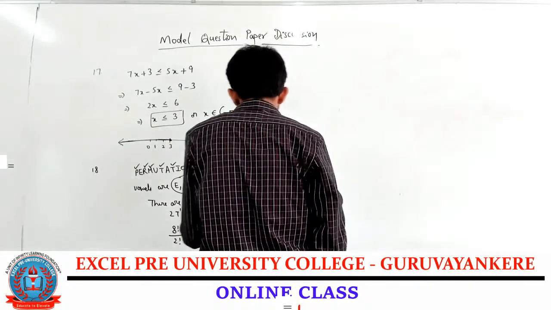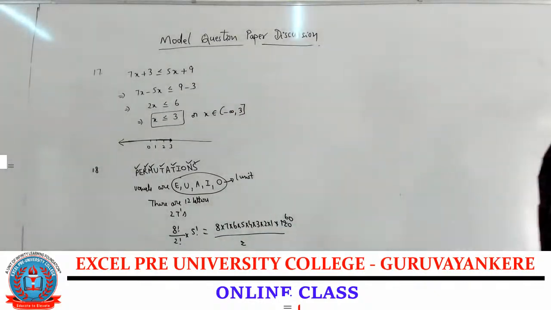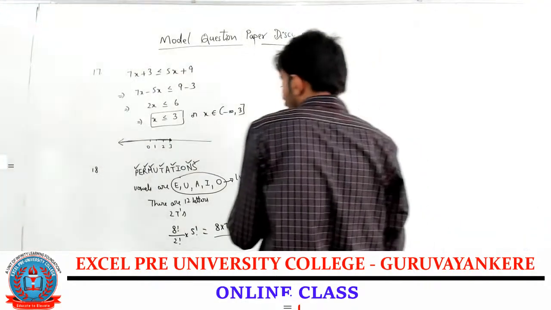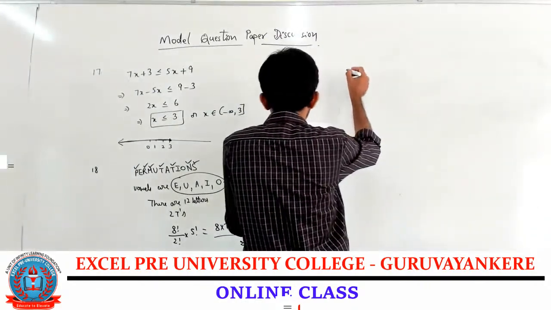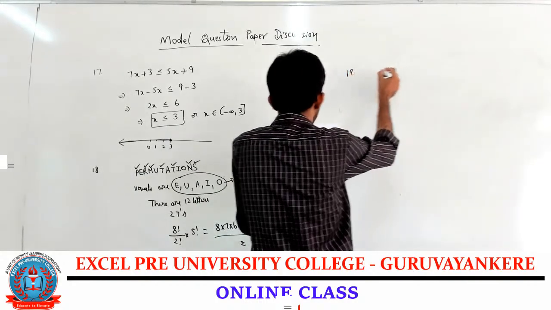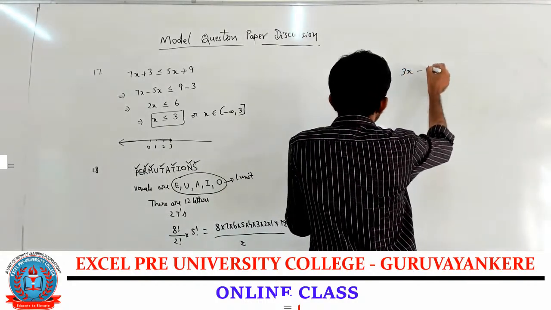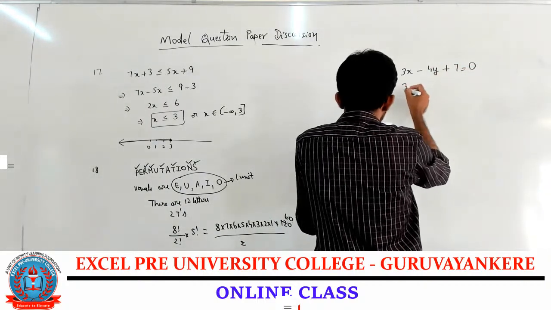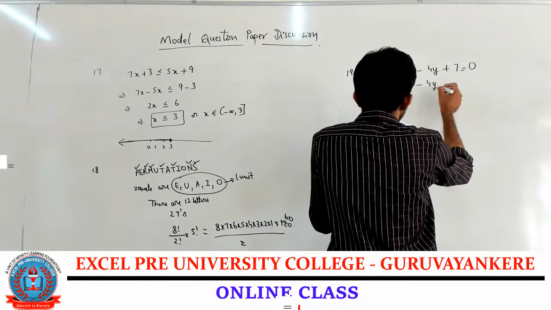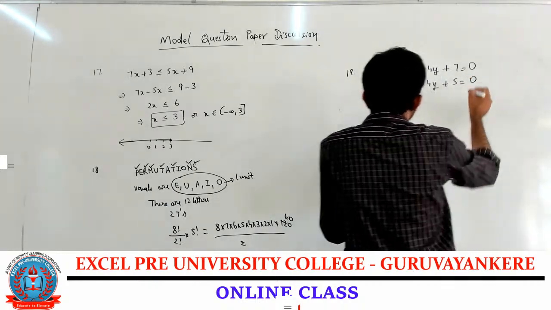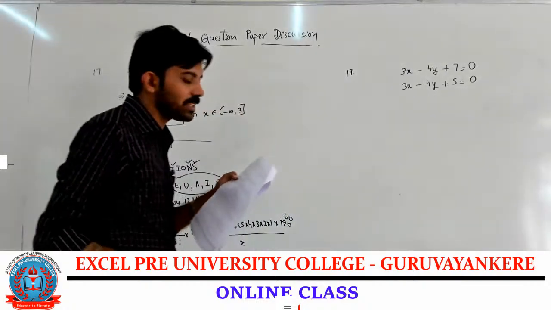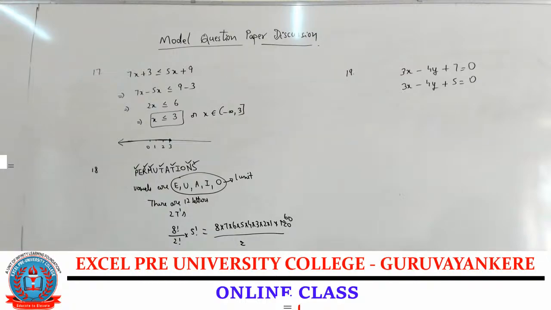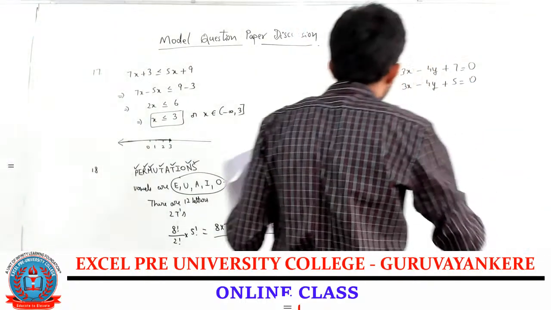Next we have question number 19. Find the distance between the lines. Three x minus 4y plus 7 equal to 0. 3x minus 4y plus 5 equal to 0. Find the distance between these 2 lines. These 2 lines are parallel, no?